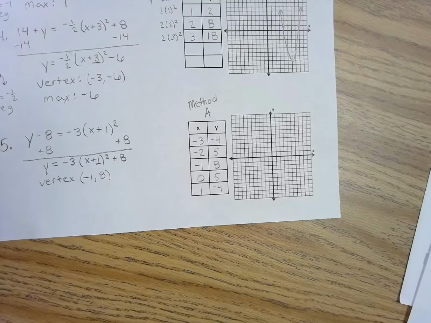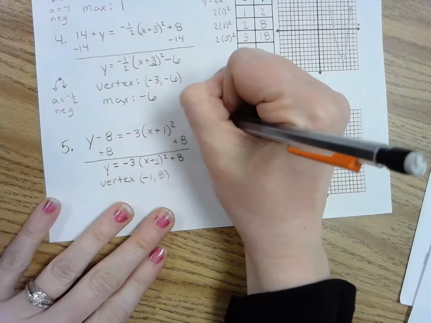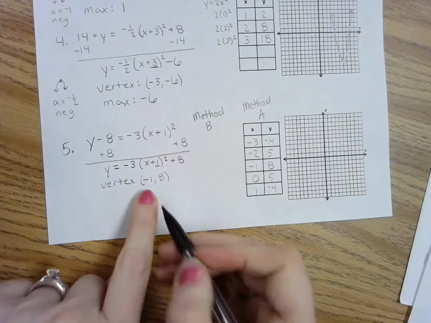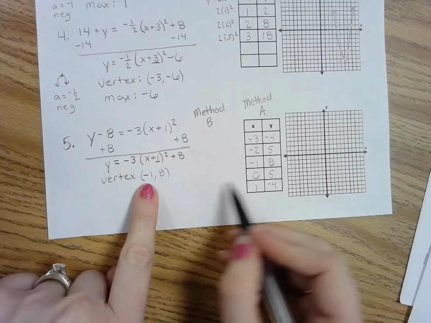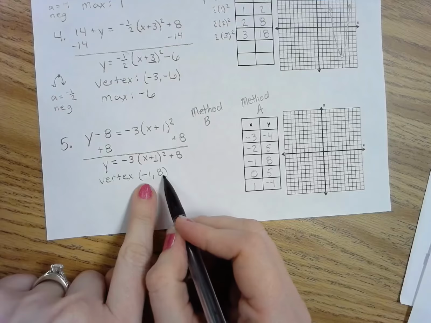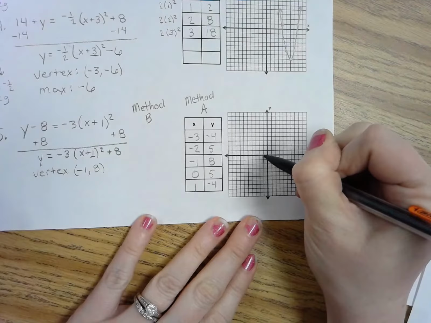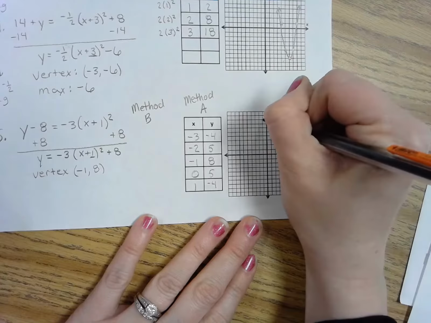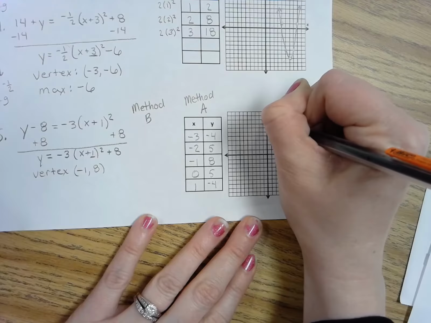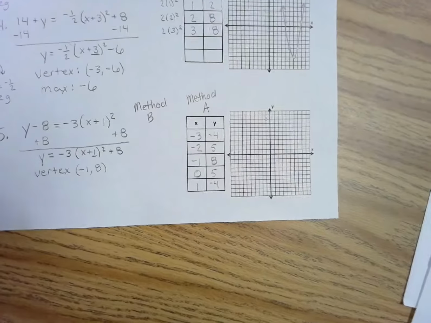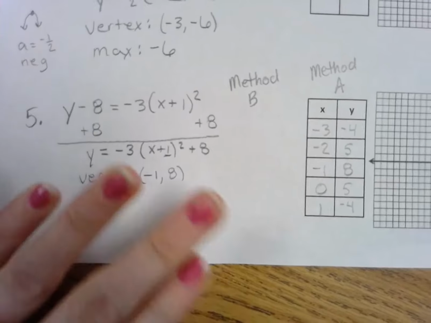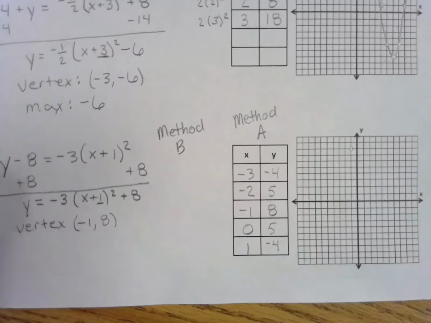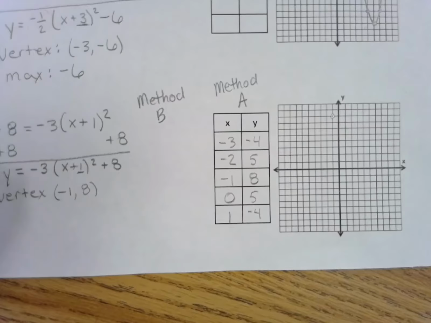Let's look at method B also. So for method B, you're going to go ahead and start by plotting this point. You don't have to go straight to a table first. So -1, 8. That is the first thing we need to graph, that vertex, because everything's going to be moving from that point and not always from the origin. If you use method A, that table of values does graph from the origin.